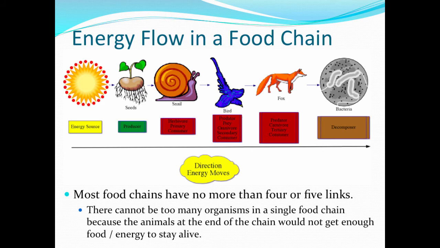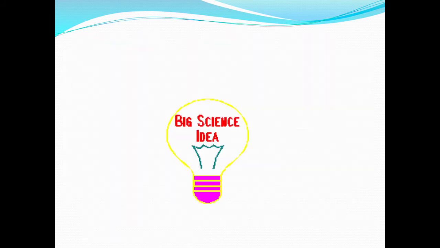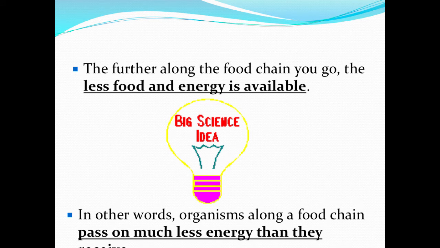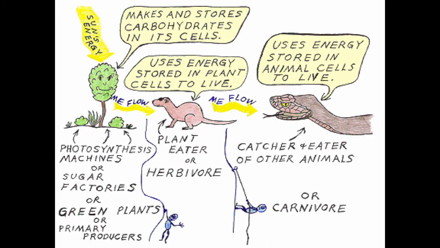So think about that. When you're eating lunch or you're out to dinner, and I mean let's be technical here. Where are you actually going to get more energy from? A hamburger or a salad? So think about that. So the big idea. The further along in the food chain you go, the less food and energy is available. In other words, organisms along the food chain pass on less energy than the ones closer. So look at this picture. It's really hard to understand, but photosynthesis, they make sugar, they're green, they're the primary producer. This herbivore is getting more energy when he eats this plant than when the snake eats this herbivore.